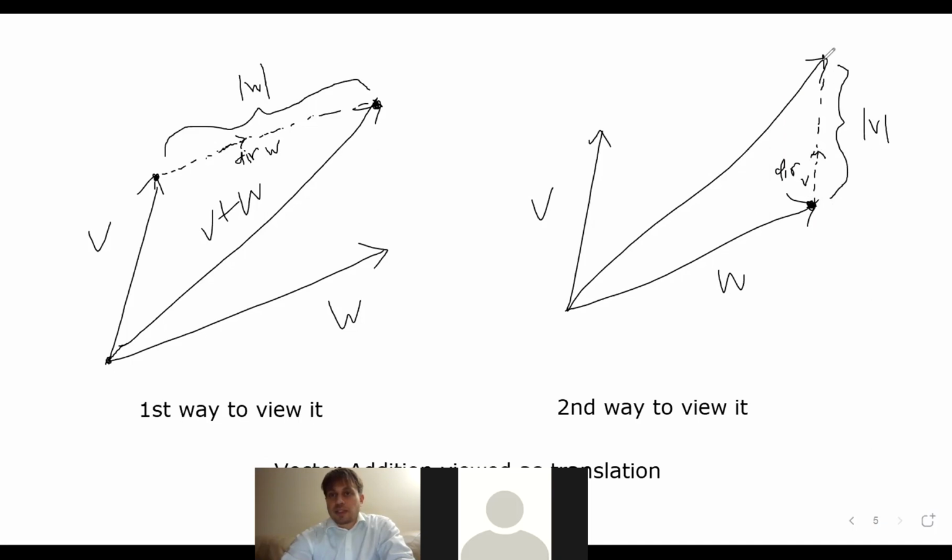at the terminal point of V plus W. And so we can think of V plus W this way: you have your initial point of all three vectors, and if you go to the terminal point of W, then move the terminal point of W in the direction of V, a length of V, you end up at the terminal point of V plus W. And so the vector starting at the common initial point to that final terminal point is the vector V plus W. That's the second way to view it.